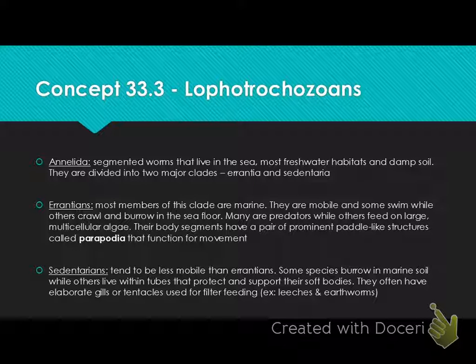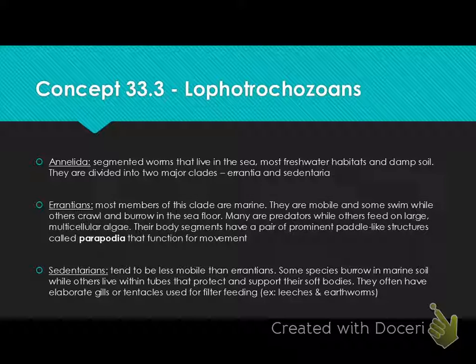Errantians. Most members of this clade are marine. They are mobile, and some swim while others crawl or burrow in the seafloor. Many are predators, while others feed on large multicellular algae. Their body segments have a pair of prominent paddle-like structures called parapodia that function for movement.